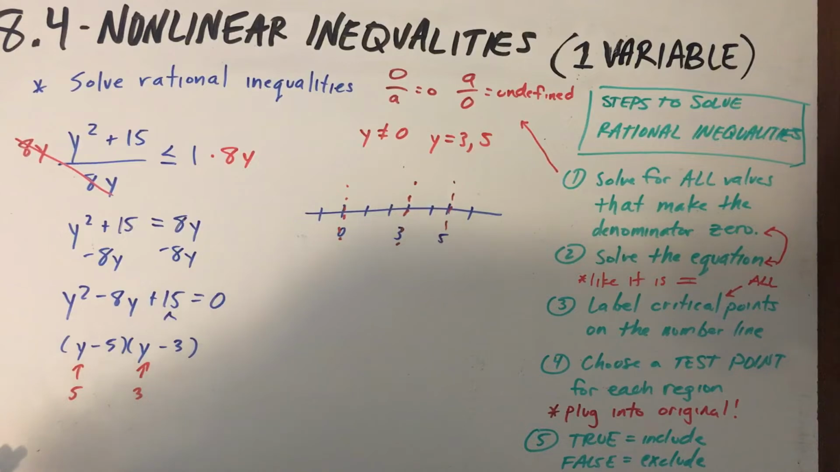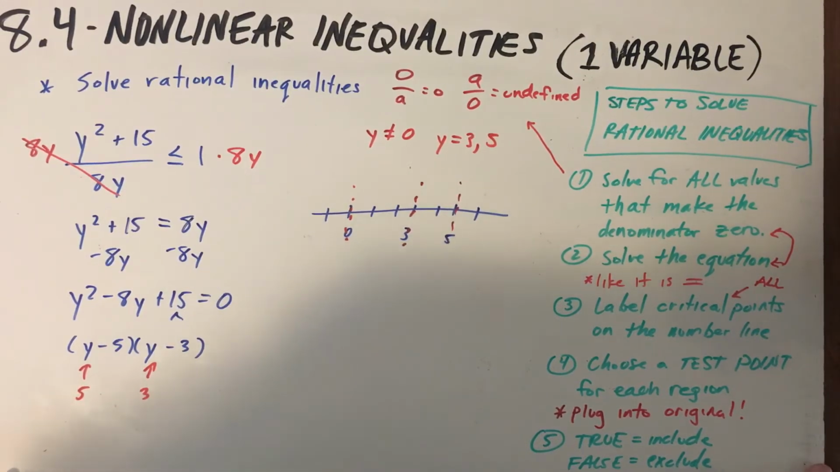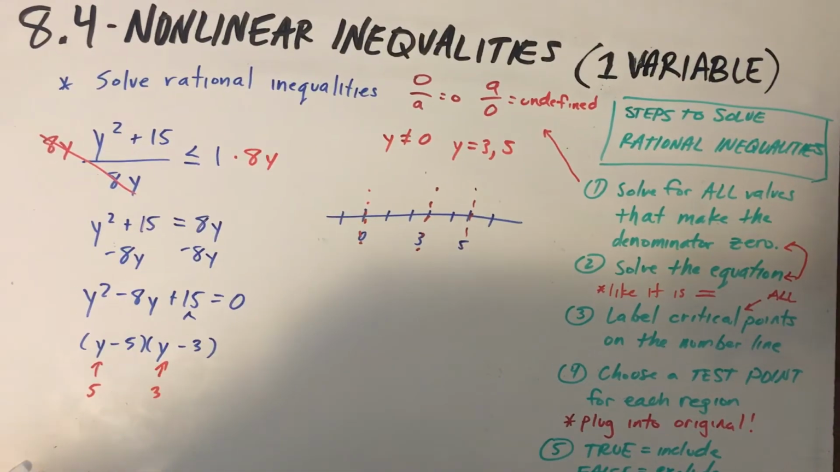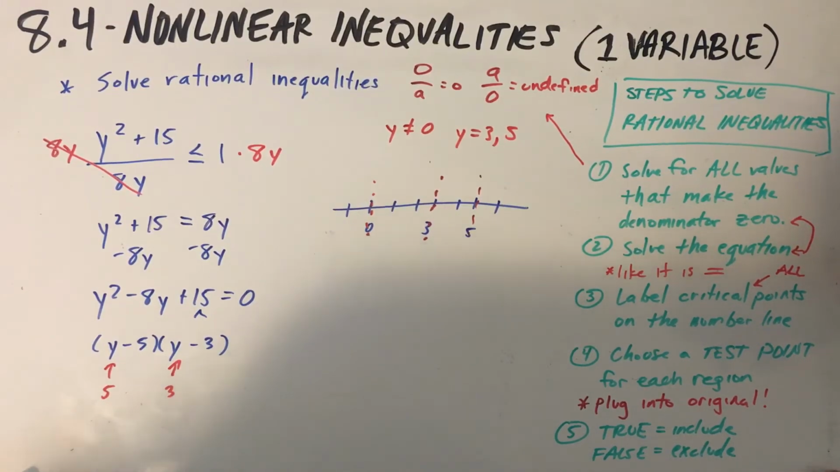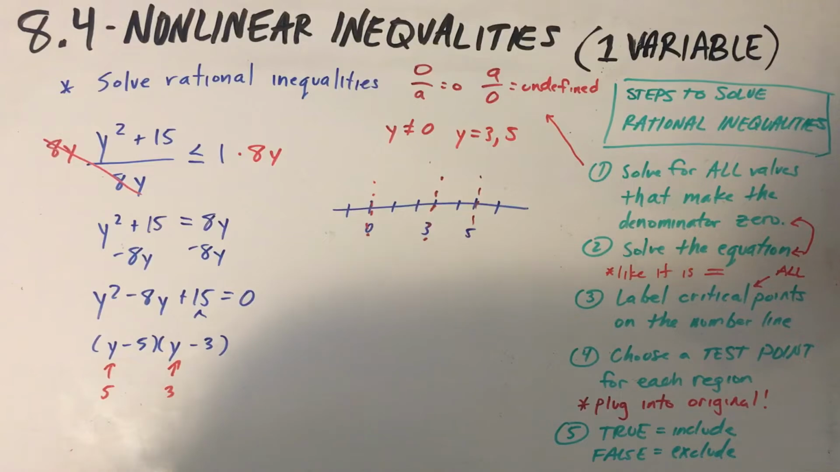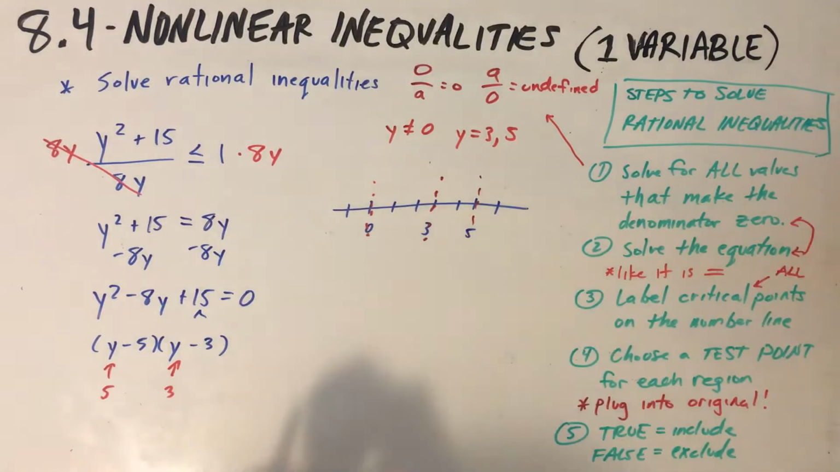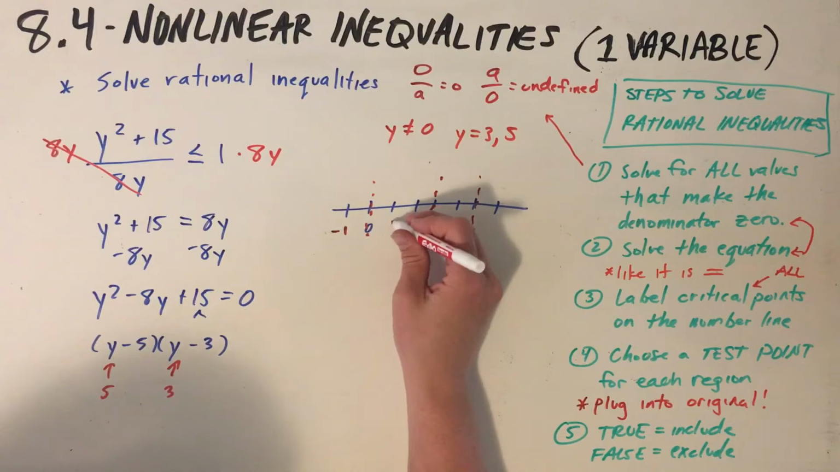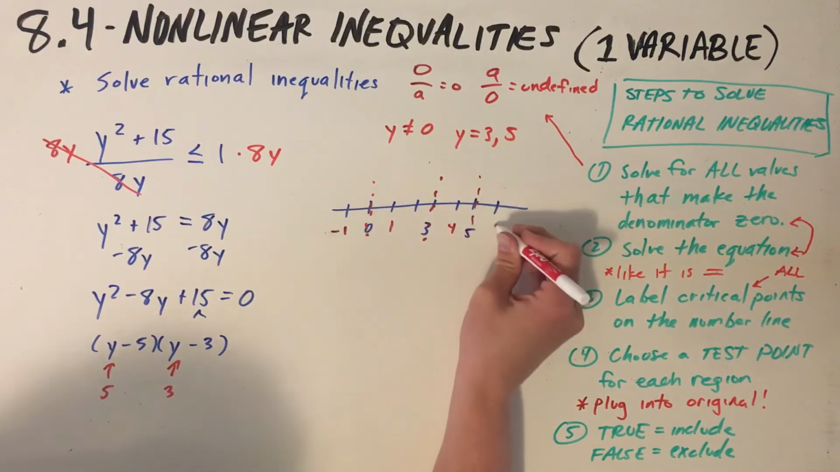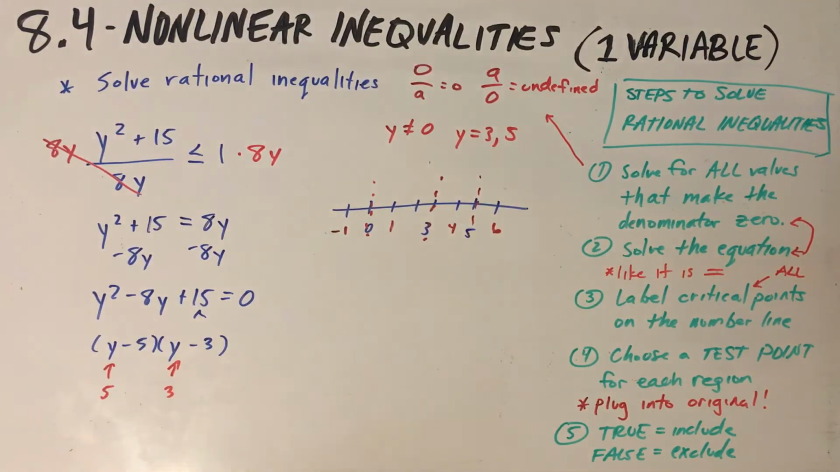I bumped the table. I just want to make sure that, all right, that's better, that we are plugging in points. So I'm going to use the point -1, the point 1, the point 4, and the point 6.